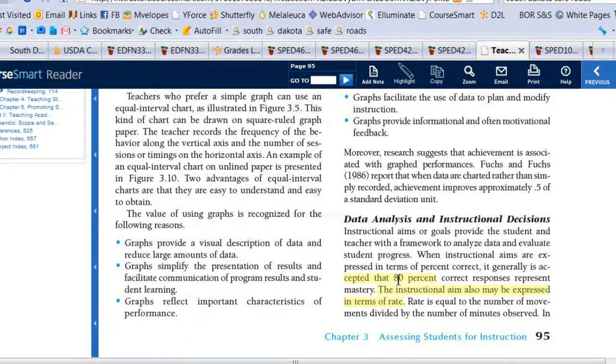Then analyze the data. Well, generally 80% is accepted as mastery. Some write it for 90, but generally if you can do it with 80%, the thing is, it's too hard to get that last 20%. So if you get to 80%, they should be able to take on the next skill. And they should be able to do that 80% with some frequency. And it may be better if you express it in rate. That's how you do that.